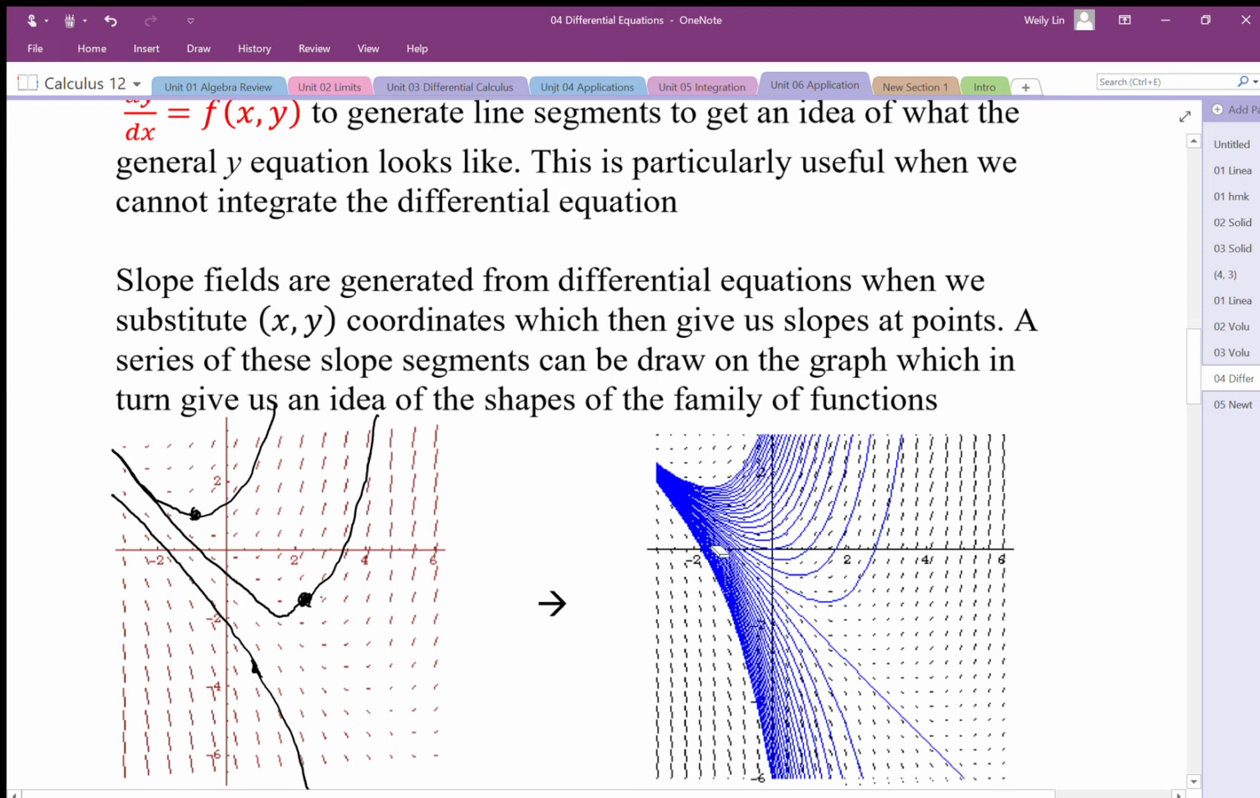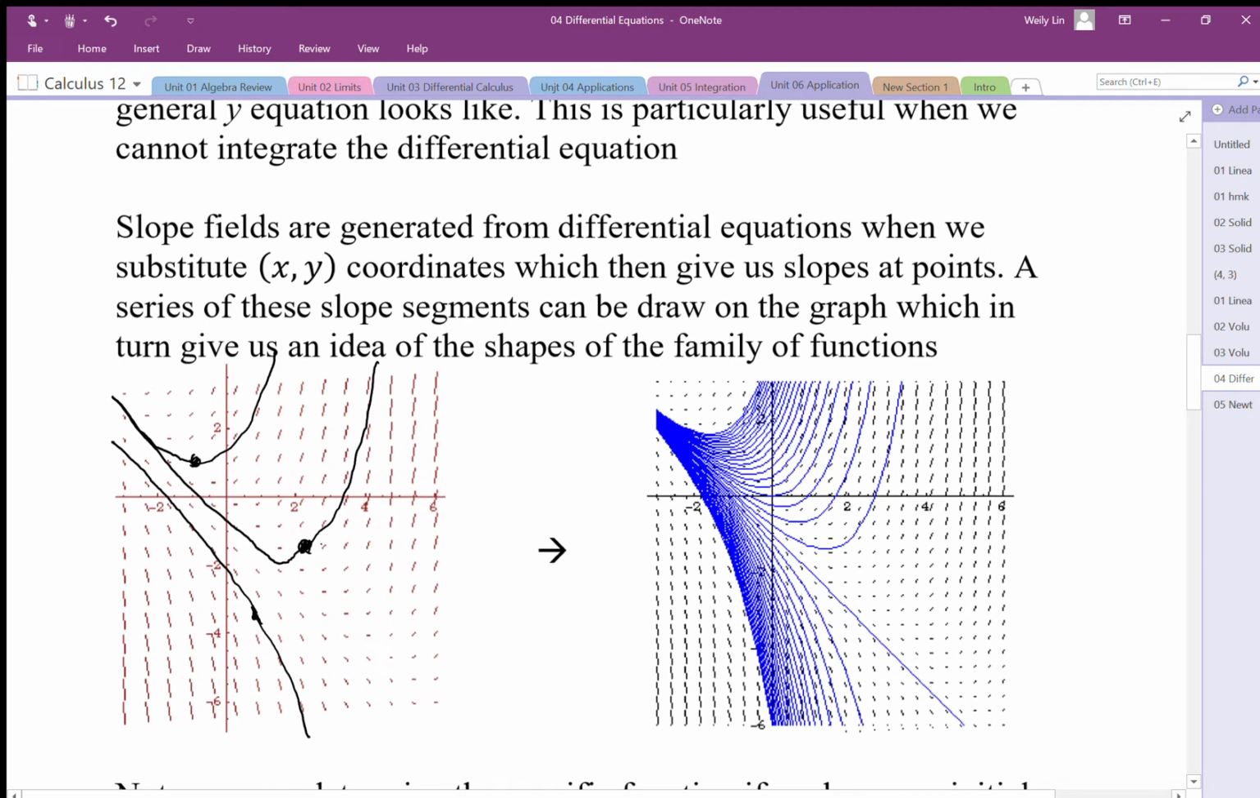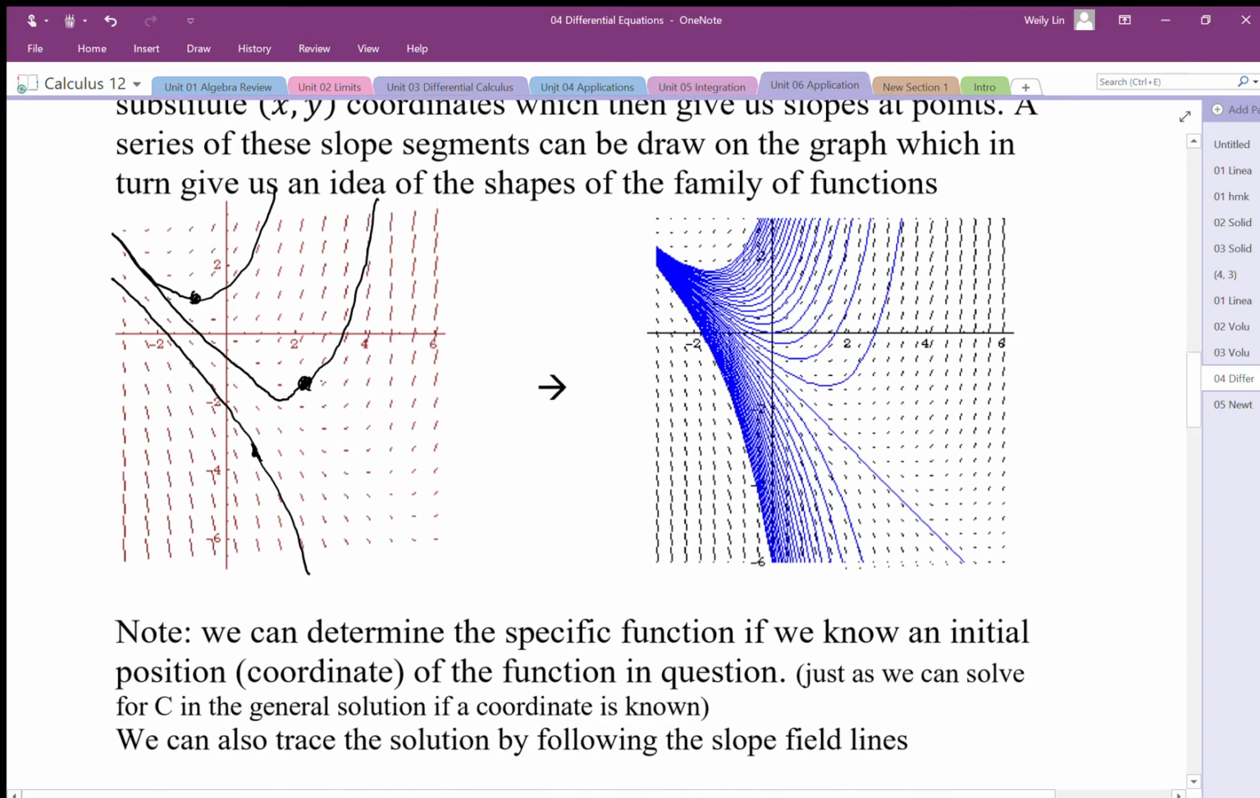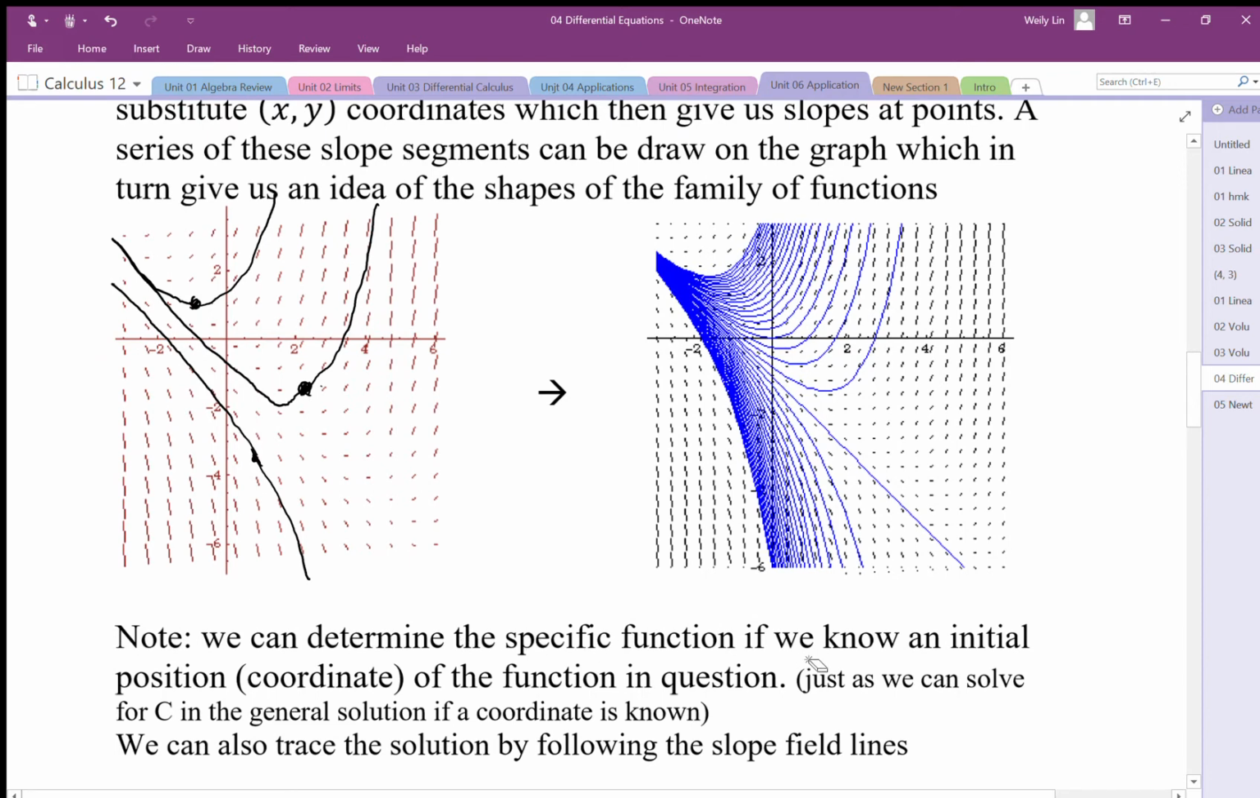These are actually solved differential equations, but even if we can't solve it, at the very least we start getting an idea of the shape of the function. In general, the slope field will give us the family of solutions, all the possible plus c value solutions that we can get from solving that differential equation. Sometimes we can solve them and come up with the actual graph. Sometimes we just have the slope field and we have to estimate the function by following it. If we know the position and we can solve for the plus c, we can get the specific curve. But if we can't do that, we can at least trace out the curve using the slope segments. This is the idea behind slope fields.